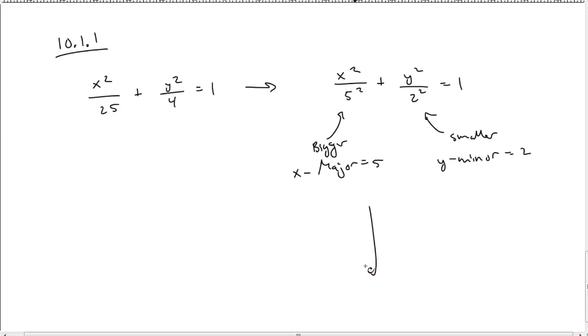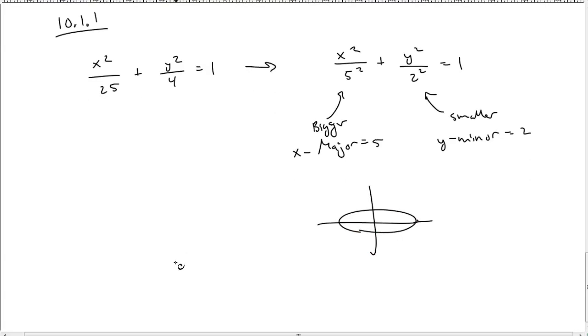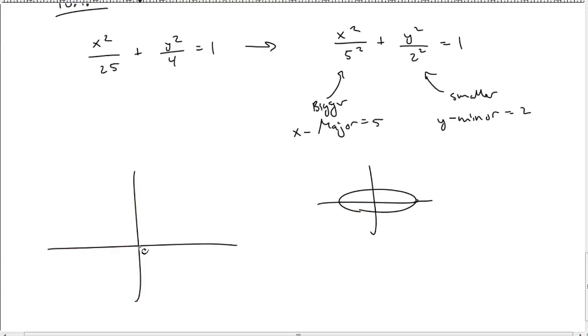So x major means that it's going to be this way instead of the other way, up and down. And so all I'm going to do is count out 5 and 2 and toss it all in, and there's my answer. So 1, 2, 3, 4, 5. 1, 2, 3, 4, 5. 1, 2, 1, 2. Notice 5 in my x's, 2's for my y's. I connect them, and there's my ellipse. It's not perfect, of course, but you're getting the idea at least.